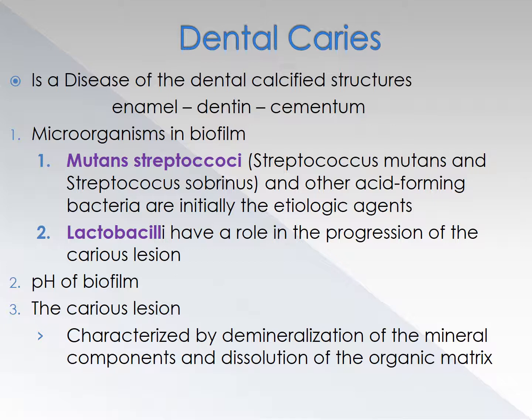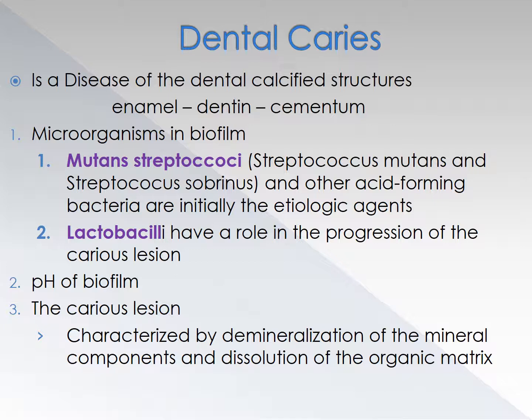Dental caries is a disease of dental calcified structures such as enamel, dentin, and cementum. Microorganisms in biofilm, strep mutans, you have to know these, strep mutans and lactobacilli. Strep mutans and Streptococcus sobrinus and other acid-forming bacteria are initially the etiologic agents, and then lactobacilli have a role in the progression of the carious lesion. So you're going to see that in the bigger cavities.